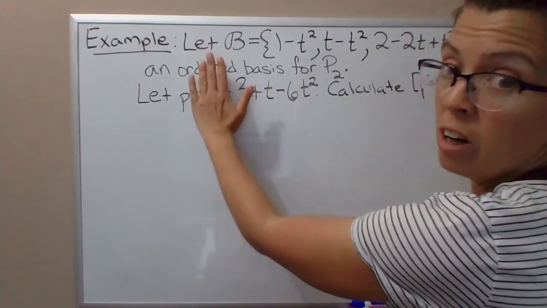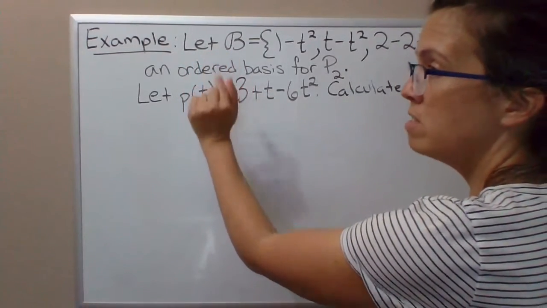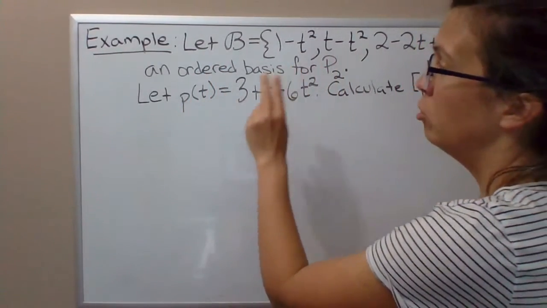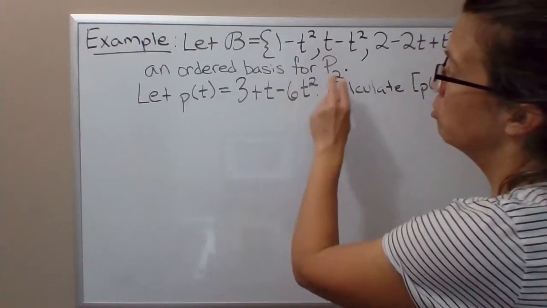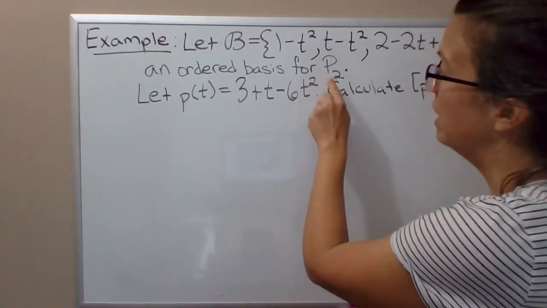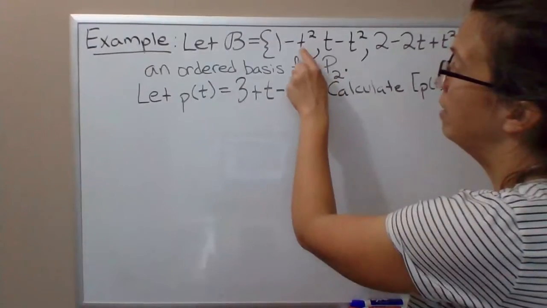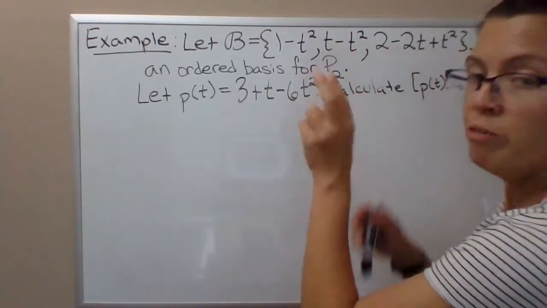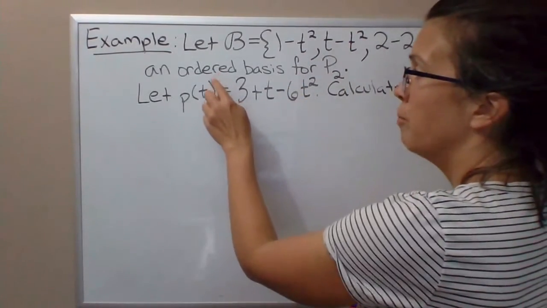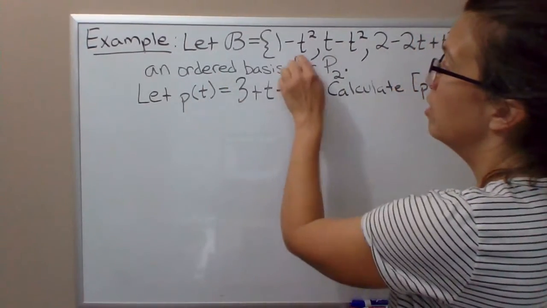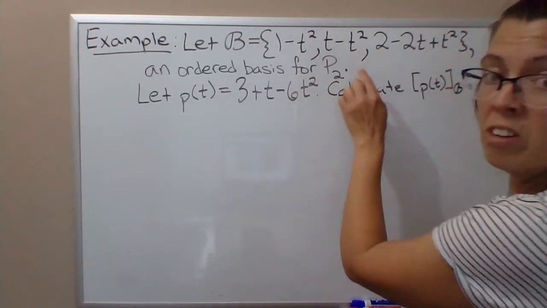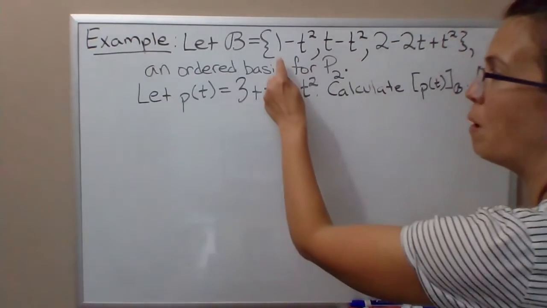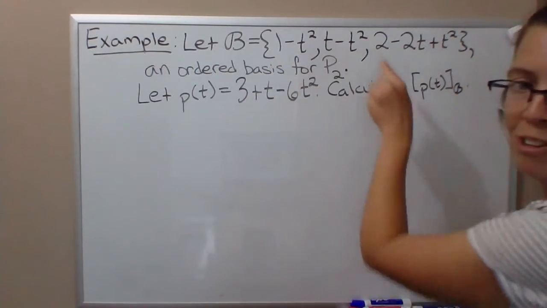So again, just quick review, basis. The requirements for a set like this to be a basis are two things. One, that these polynomials are linearly independent, and two, that these polynomials span all of P2. Meaning we can take any polynomial in P2 and write it as a linear combination of these three quote-unquote vectors, in this case polynomials. Ordered basis just means that the order of the polynomials within this set has significance.